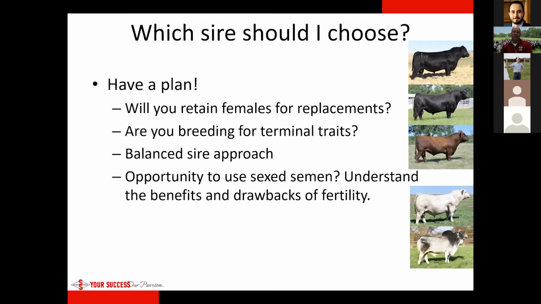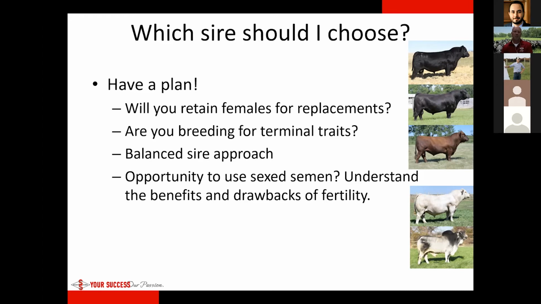This also was touched a little bit on tonight, the opportunity to use sexed semen. There is the opportunity to use gender selected semen to make replacement females. Maybe you want to target some of the cows in your herd which you want replacement females out of. You can use female sexed semen to try to make that possible, to get those females out of the top end of your herd. Also consider that there are some drawbacks to sexed semen as well.